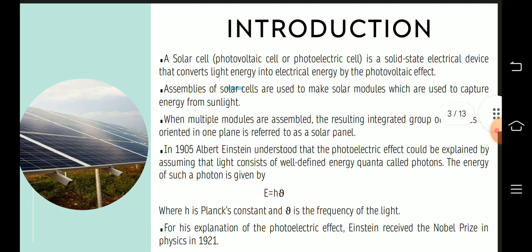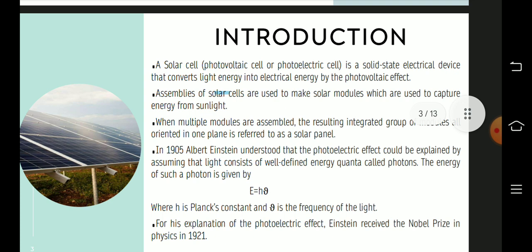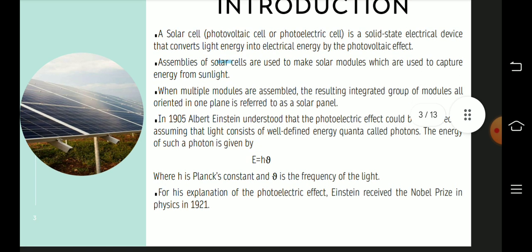First of all, we will see the introduction. A solar cell is a solid state electrical device that converts light energy into electrical energy by the photovoltaic effect. And if we connect solar cells together, then we can form a solar panel.